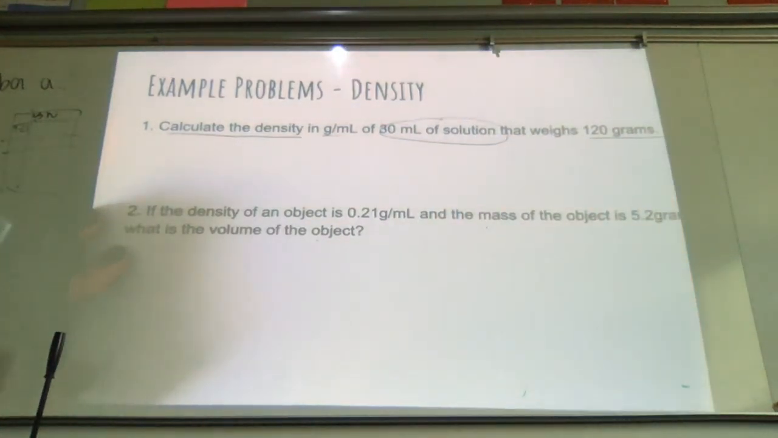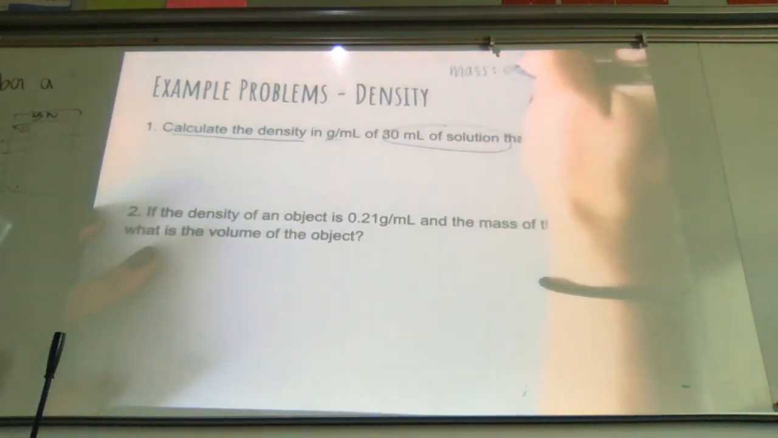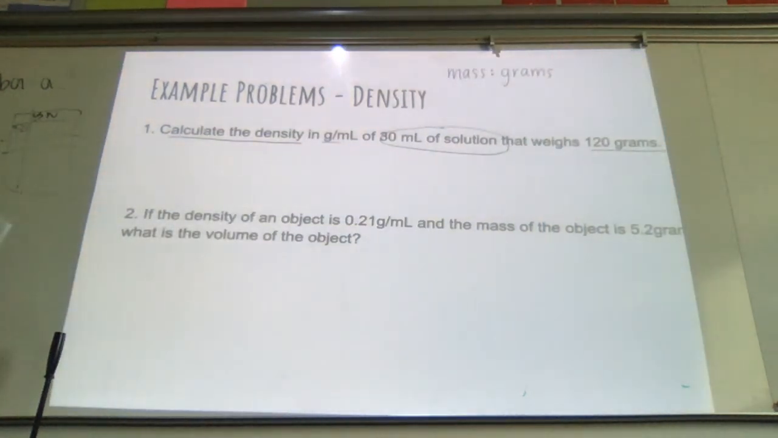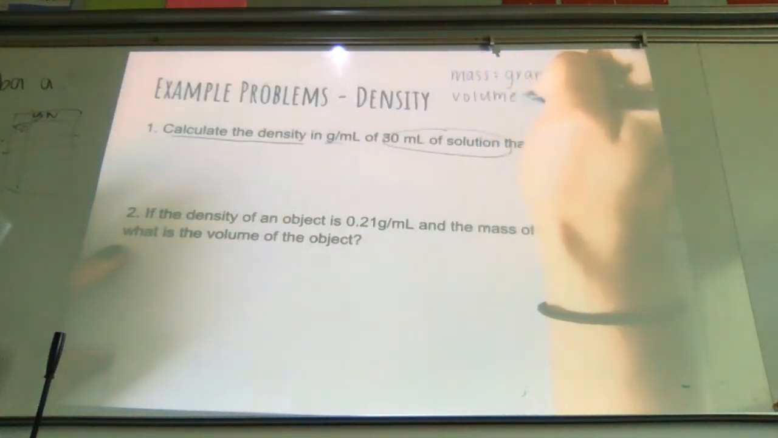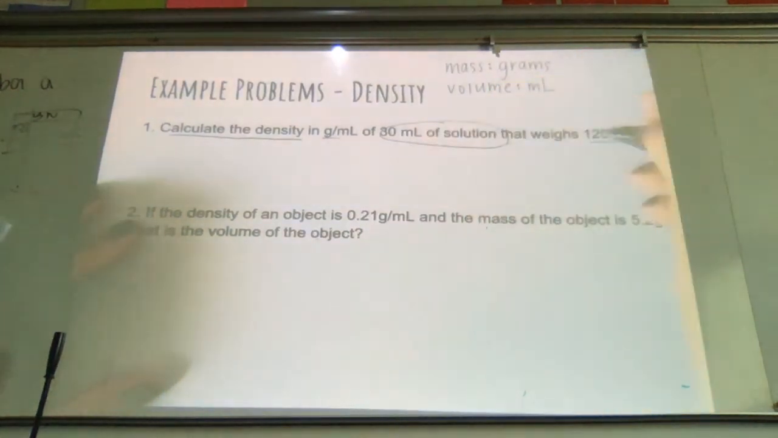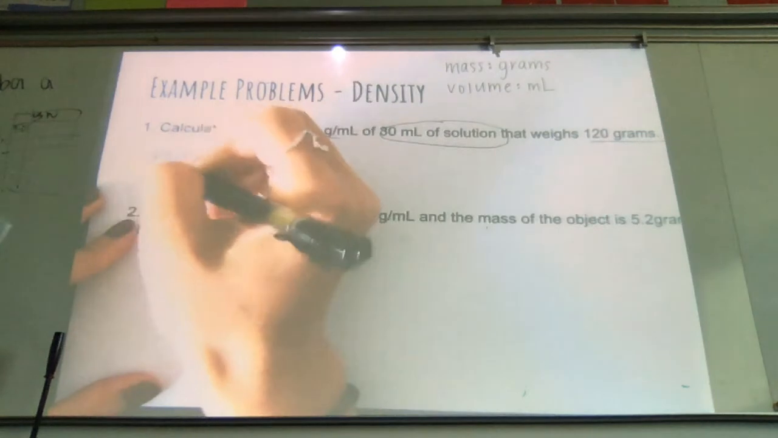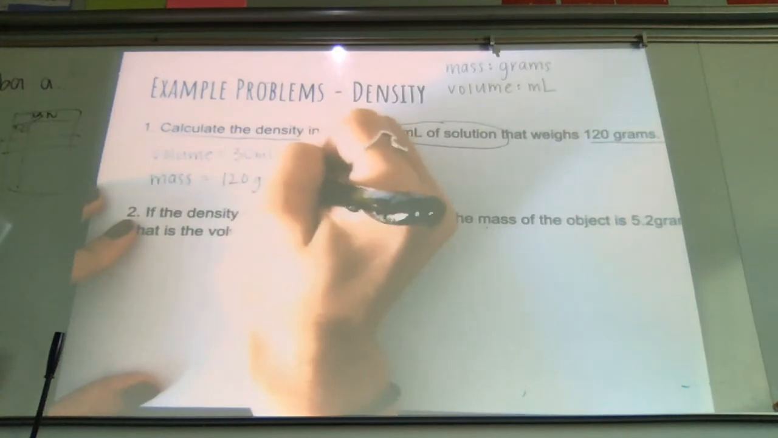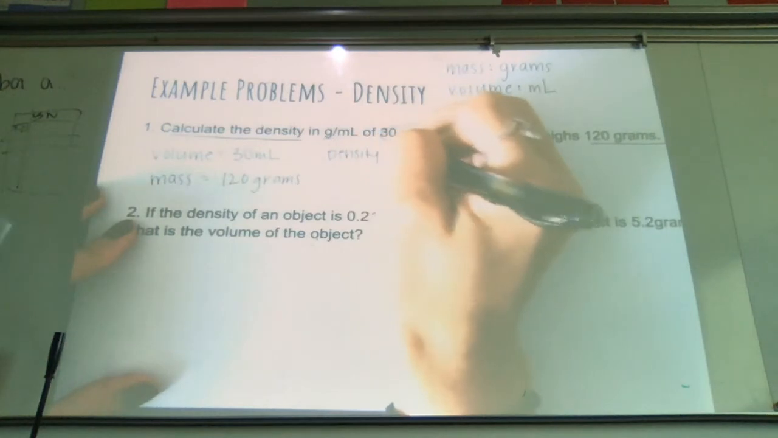120 grams. One thing I haven't told you yet is that mass is always measured in grams. Okay? Mass is always going to be measured in grams. And volume is always going to be measured in milliliters. So from that, we can know that our volume equals 30 milliliters and our mass equals 120 grams. And we're looking for density. So our density is our X.